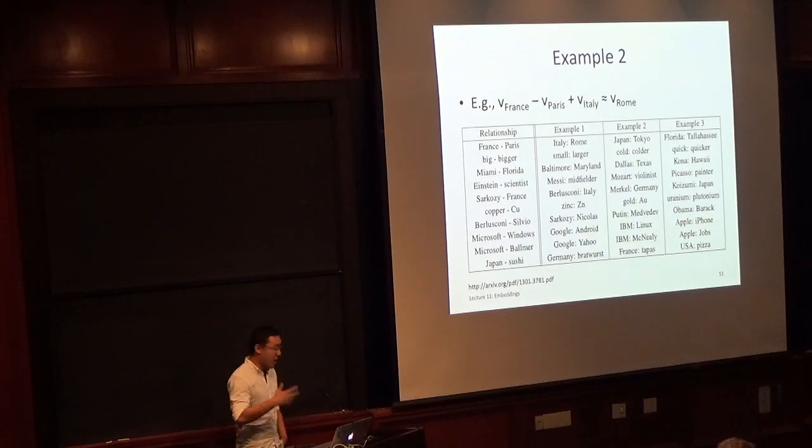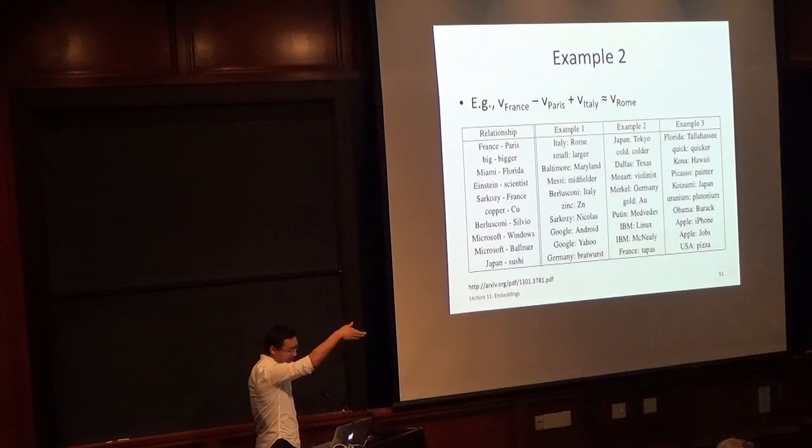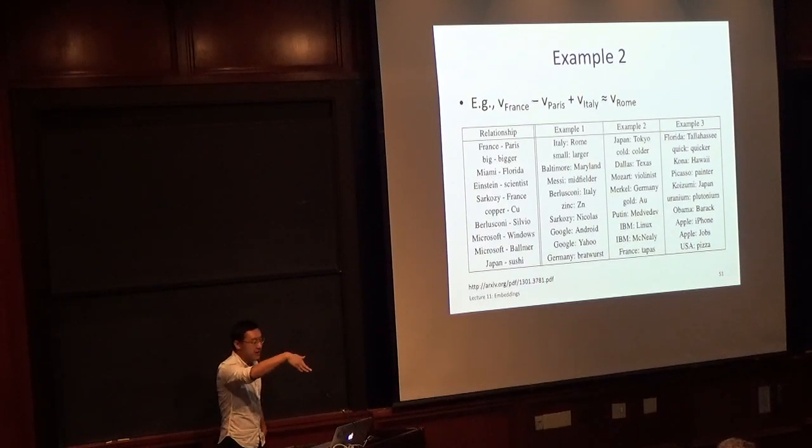You can do more complicated arithmetic in this embedding space. So for example, if you take the embedding location that corresponds to France, minus the embedding location that corresponds to Paris, plus the embedding location that corresponds to Italy, and you look up the closest embedding point that corresponds to a real word, you get the embedding for Rome.